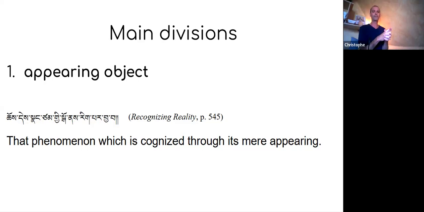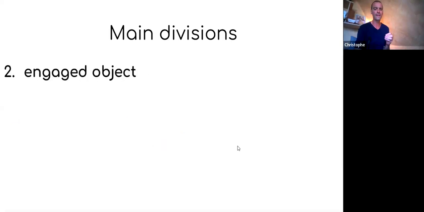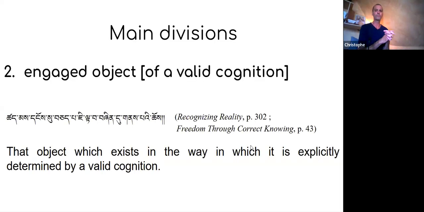He says, "Chöde nangsang gonneri pajawa," that phenomenon which is cognized through its mere appearing. We could say that phenomenon which is known through its mere appearance. So that phenomenon which directly manifests to our mind, we could say. Of course we will see some illustrations. And the engaged object, we can find 2 definitions in Recognizing Reality.